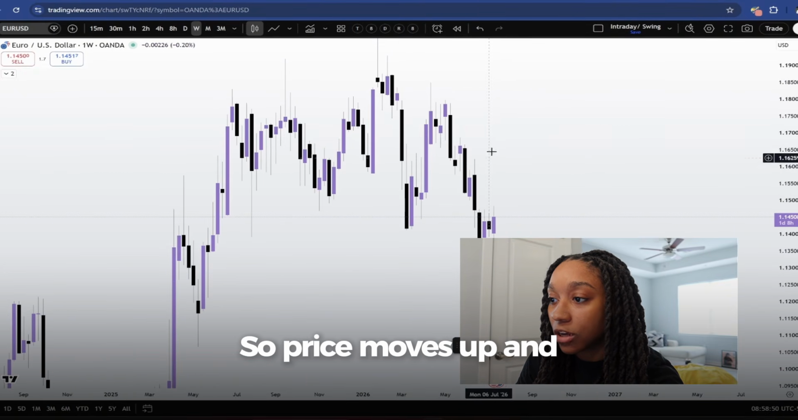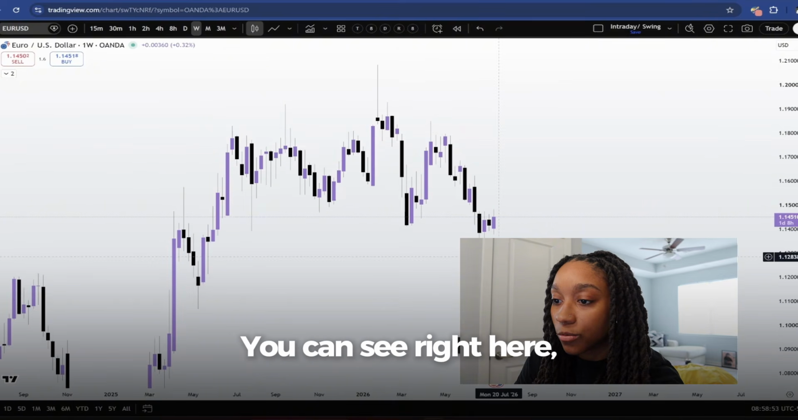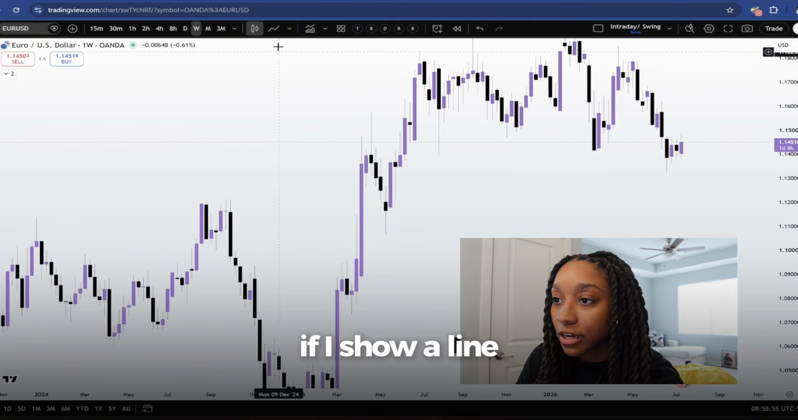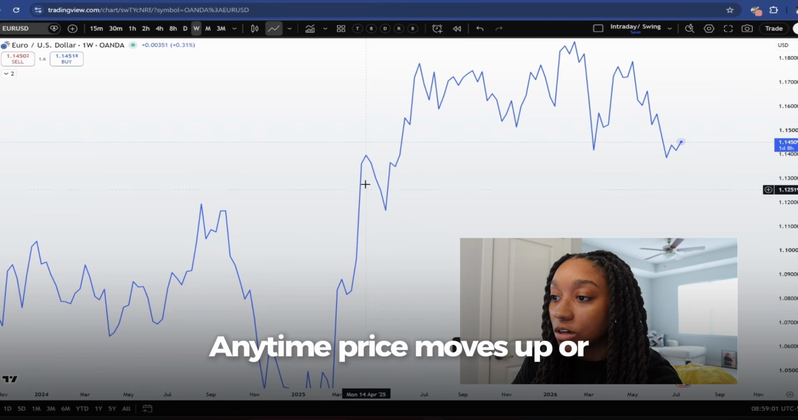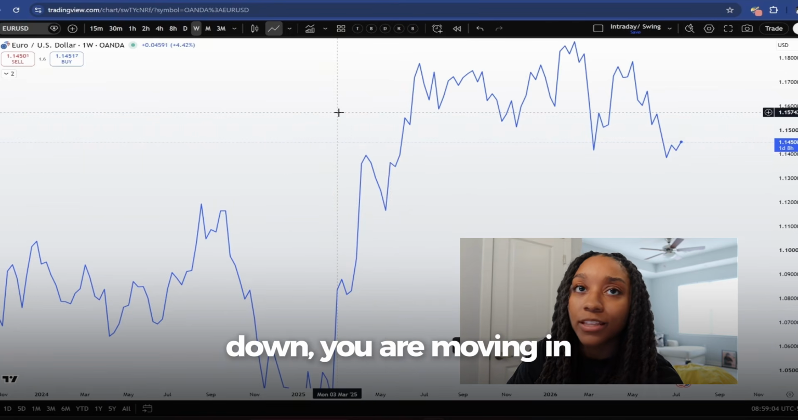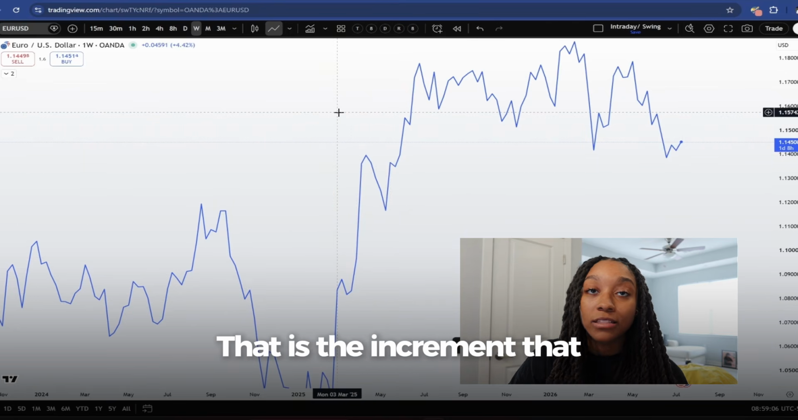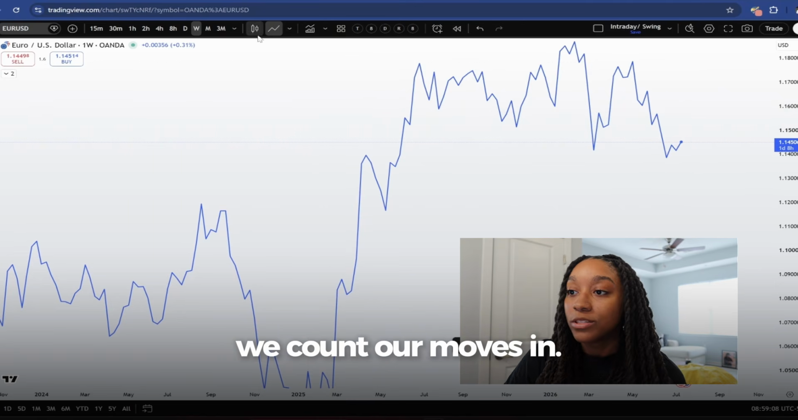So price moves up and down. You can see right here, if I show a line chart, price moves up, moves down, moves up, moves down. Anytime price moves up or down, you are moving in pips. The market moves in pips. That is the increment that we count our moves in.